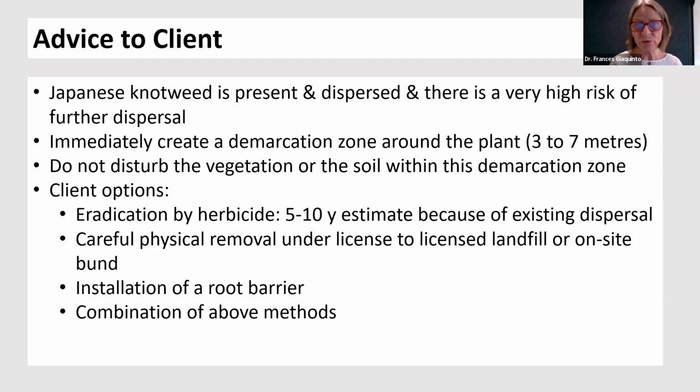But whatever you do, you know that it's going to be an expensive option to eradicate. Now, with that very fallen down structure, is it worth spending a lot of money to remove the Japanese knotweed in order to renovate the structure? Probably not.